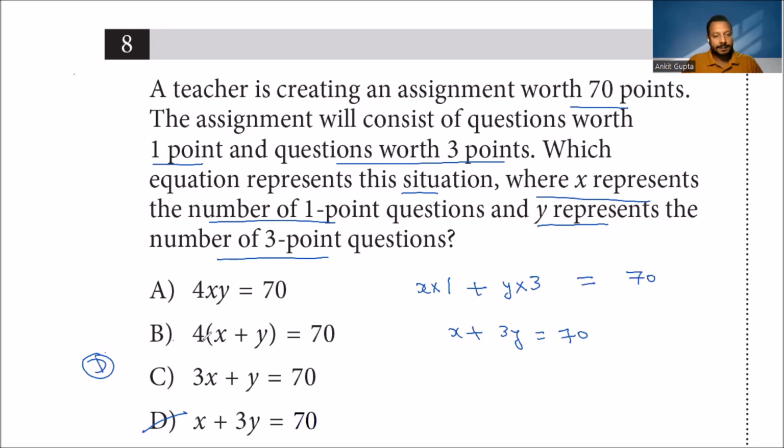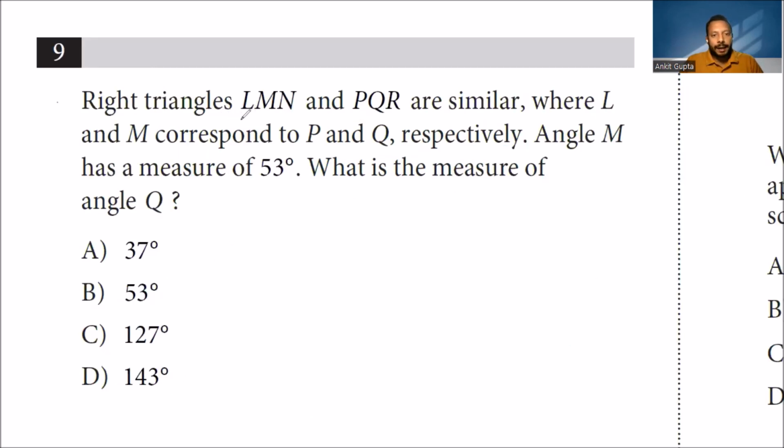and that is our answer. Right triangles LMN and PQR are similar, where L and M correspond to P and Q respectively, right? So L corresponds to P and M corresponds to Q. That means N will correspond to R. Angle M has a measure of 53 degrees, right? So M is the middle angle. This is equal to 53 degrees. What is the measure of angle Q?